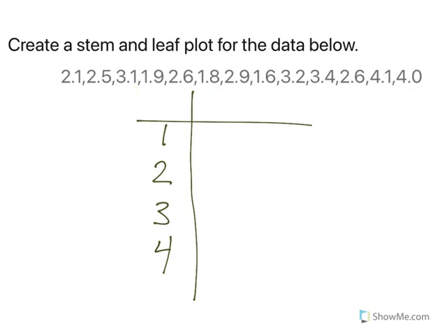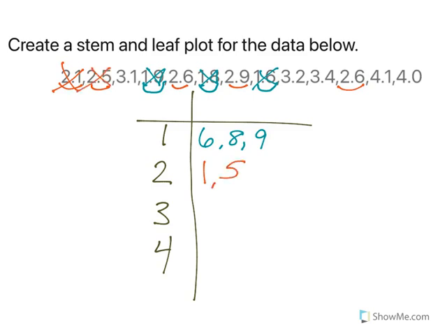So let's start by looking at all of our 1s. Okay, so I've got 1.9, 1.8, 1.6. That appears to be all of them. Okay, so 6, 8, 9. Cross them out. Then I look at my 2s. 2.1, 2.5, 2.6, 2.9. Oop, nope, back up. 2.6. The smallest one of those is 2.1. So I have a 1. Cross it out. Then I compare. I have a 2.5. I have 2 2.6s. And then I have 2.9.